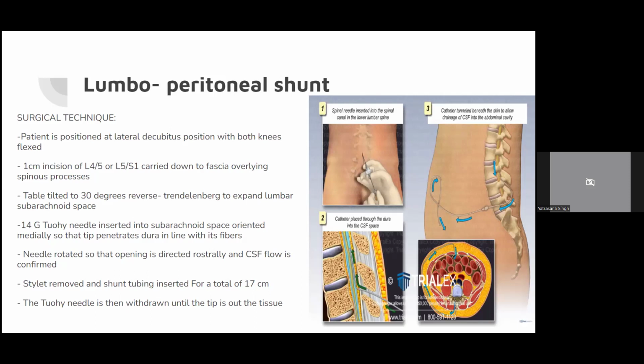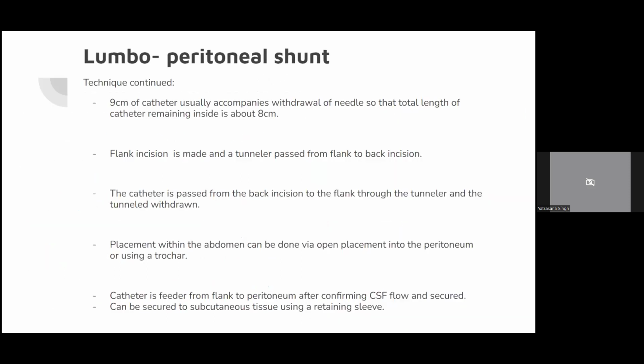The stylet is then removed and the shunt tubing inserted for a total of 17 centimeters. The Tuohy needle is then withdrawn until the tip is out of the tissue. While the needle is being withdrawn, about 9 centimeters of tubing actually is withdrawn together with the needle, which is why we insert it for a length of about 17 centimeters. So about 9 centimeters of the catheter accompanies that withdrawal, so that the remaining catheter inside is about 8 centimeters.